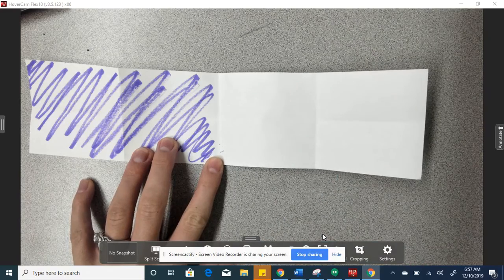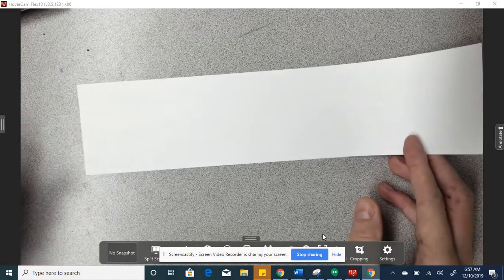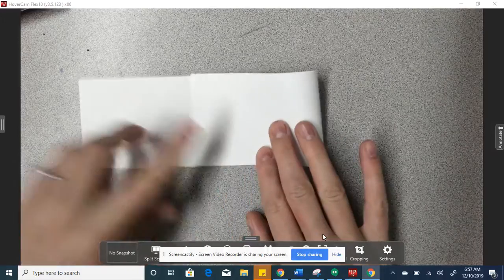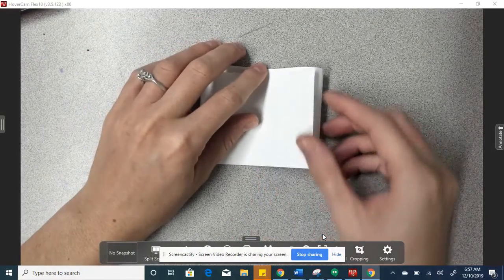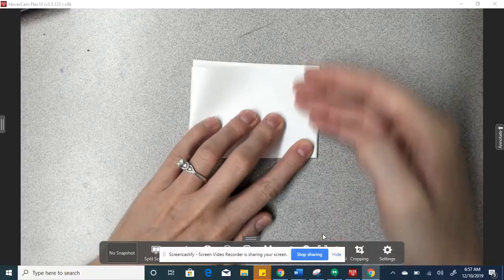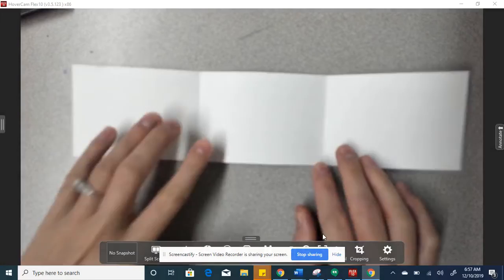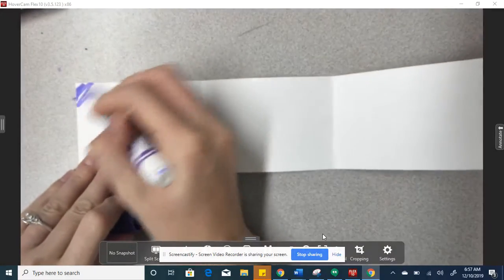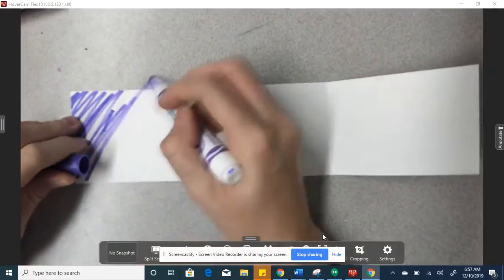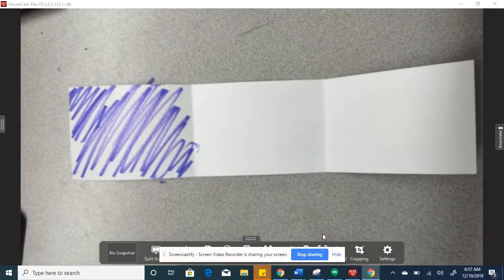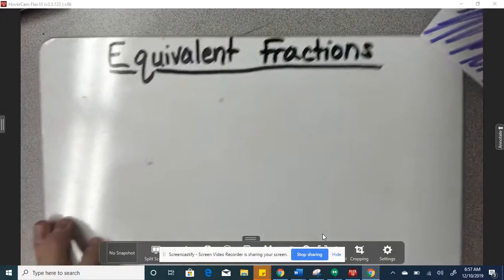We're going to do the same thing, but now we're going to be using thirds. So I'm going to get rid of this and get a new piece of paper. And we're going to be folding this into thirds. We open it up. We have 3 equal-sized pieces. We're going to shade one of them. All right, so 1/3 of our entire paper is shaded. I'm going to put 1/3 on our dry erase board.